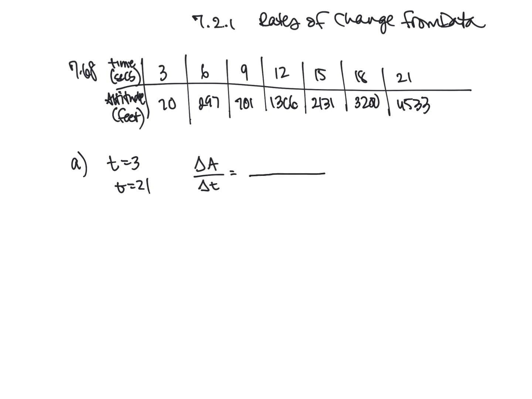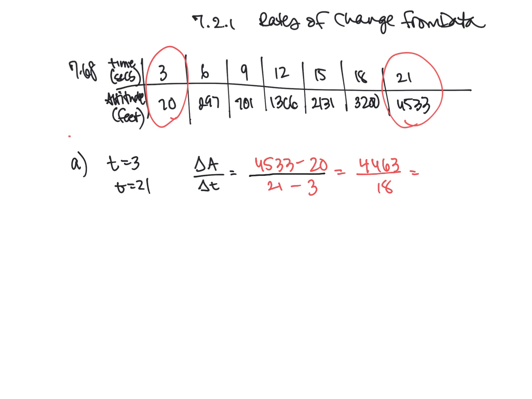So if I wanted to do the calculations for the change in altitude and I wanted to look at t equals 3 and t equals 21, these are the numbers I'm going to use. So change in altitude would be 4,533 take away 20. And then for your time, that would be 21 minus 3. Then go ahead and calculate that number. So you would have 4,463 over 18.